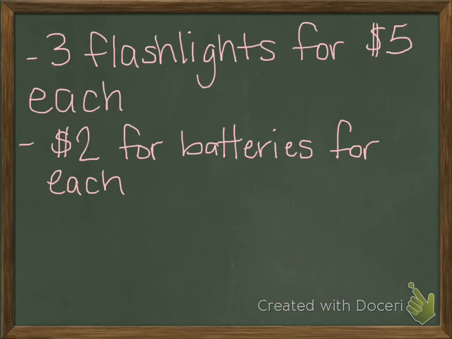Number 4 says Sophia bought 3 flashlights. Each flashlight cost $5, and the batteries for each flashlight cost $2. Which expression models this situation? So again, I have 3 flashlights for $5 each, and then I need batteries for each, which are $2. So for each flashlight, I need $5 plus $2. And then I need that 3 times since I need 3 flashlights. So if you look at your expressions, this is actually answer D.